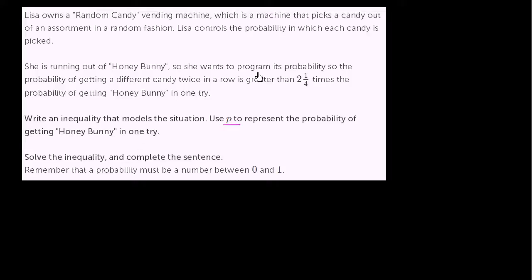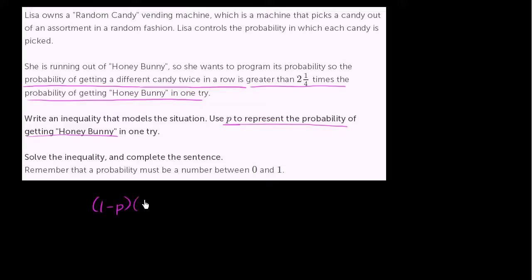And they also say she wants to program its probability so that the probability of getting a different candy twice in a row is greater than 2 1/4 the probability of getting Honey Bunny in one try. So if P is the probability of getting Honey Bunny, what's the probability of getting any other candy at once? Well, that's going to be 1 minus P. If you have a probability of P of getting Honey Bunny, then it's 1 minus P of anything but Honey Bunny. Now, what's the probability of getting anything else twice in a row? Well, you're just going to multiply this probability times itself.